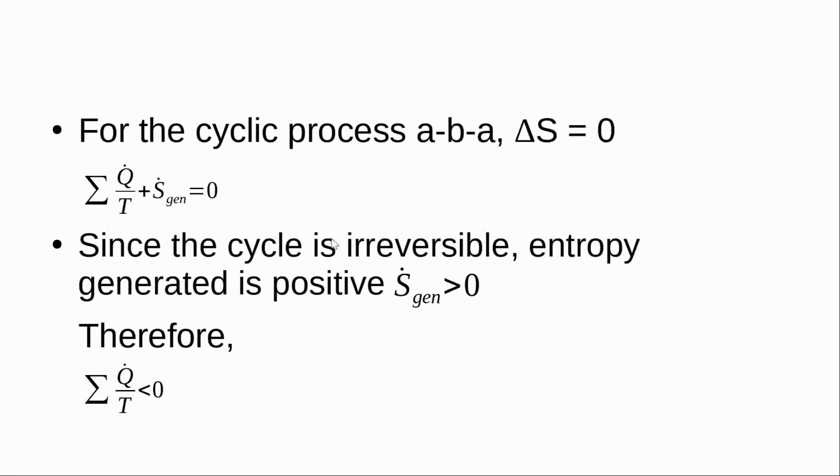If it is a closed system, then entropy flowing in and out by virtue of flow coming in and out is 0. And all we are left with in the steady flow entropy equation is summation Q dot by T plus S dot gen is equal to 0. Because it is an irreversible process, entropy is bound to get generated within the system. Now, since the cycle is irreversible, entropy generated is positive. S dot gen is positive.